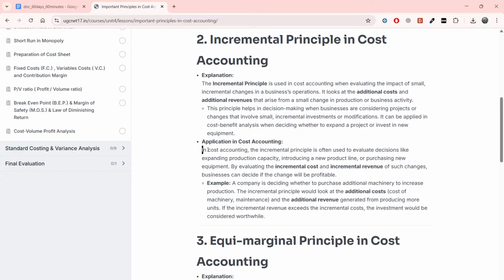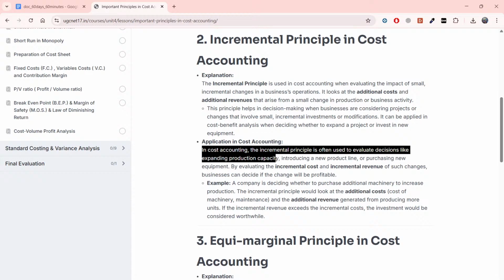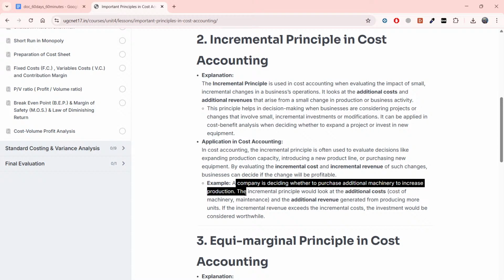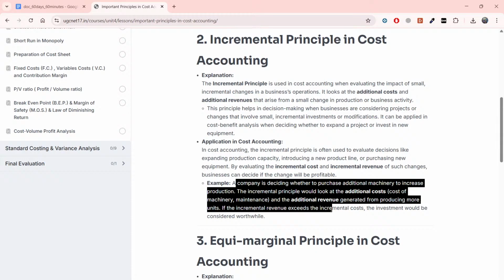Application in cost accounting. In cost accounting, the incremental principle is often used to evaluate decisions like expanding production capacity, introducing a new product line, or purchasing new equipment. By evaluating the incremental cost and incremental revenue of such changes, businesses can decide if the change will be profitable. Example: a company deciding whether to purchase additional machinery to increase production. The incremental principle would look at the additional cost and the additional revenue generated from producing more units. If the incremental revenue exceeds the incremental cost, the investment would be considered worthwhile.